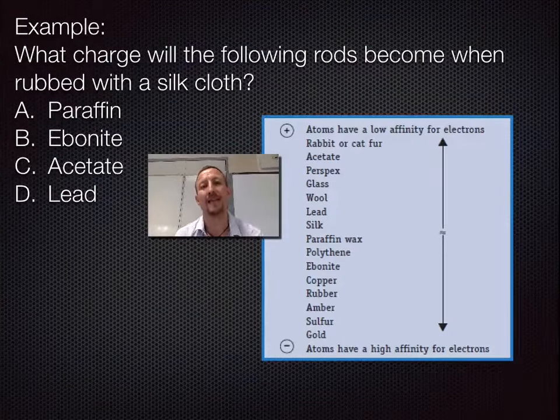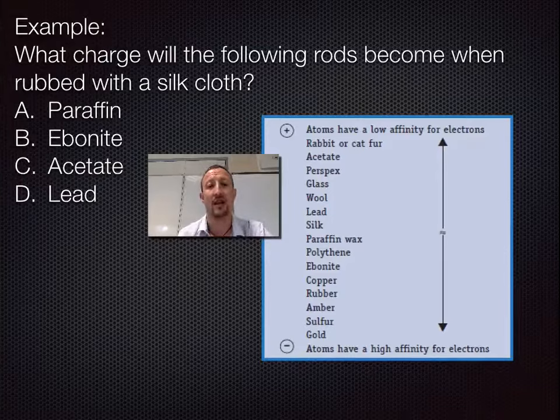Well, let's have a little example as to how we can use the Triboelectric series. From what I've explained earlier, I want you to use this question to help explain what's going on. What charge will the following rods become when rubbed with a silk cloth? If I had a paraffin rod rubbed with a silk cloth, what charge would it be? An ebonite rod rubbed with a silk cloth, what charge will it be? Acetate and lead. So pause the video now and see if you can work out what charge they're likely to be, judging by their affinity for electrons and their position on the Triboelectric series in relation to the silk cloth.